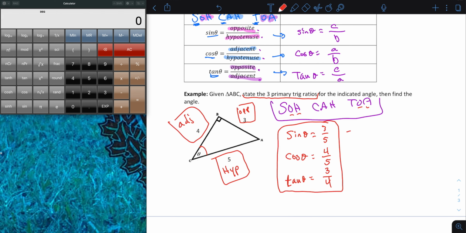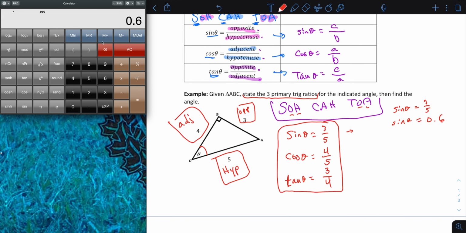Now what's interesting is I can actually find the angle theta. So angle theta, what you want to do is sine theta is equal to 3/5. That's just me copying from here. So what we can do is actually find what 3 divided by 5 is. It's 0.6. So you get sine theta equals 0.6.